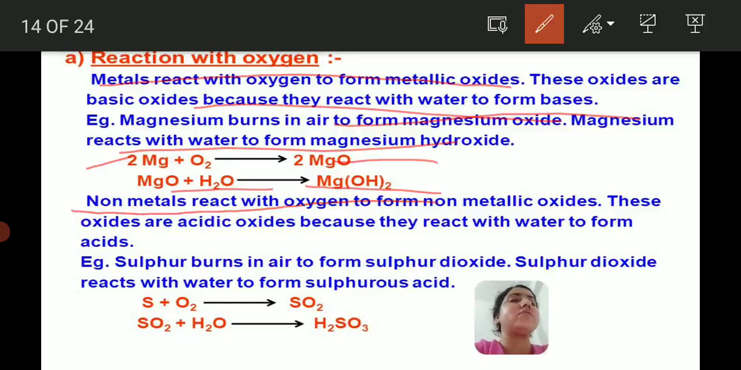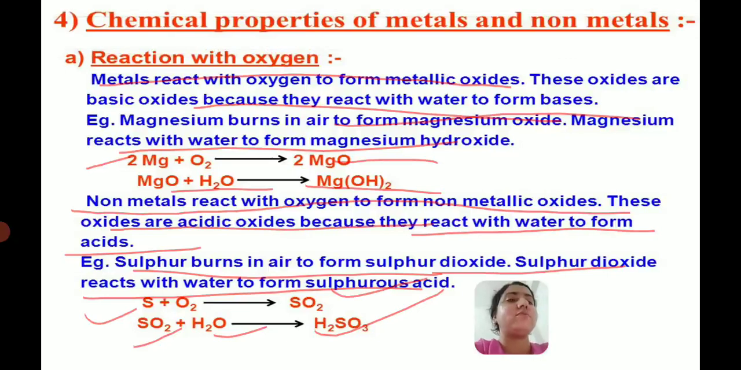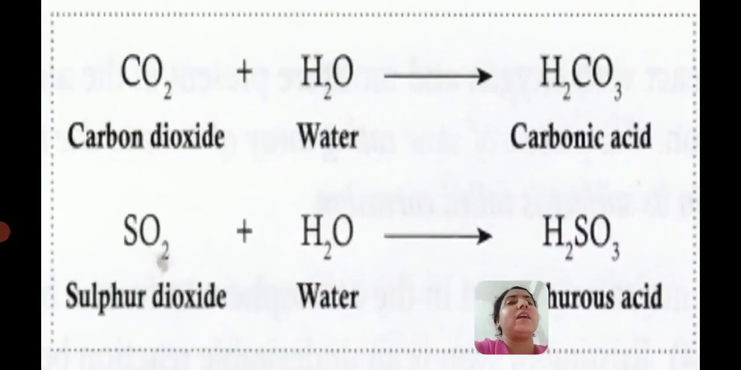Non-metals react with oxygen to form non-metallic oxides. These oxides are acidic oxides because they react with water to form acids. Sulfur burns in air to form sulfur dioxide. Sulfur dioxide reacts with water to form sulfurous acid. For example, S + O2 → SO2, SO2 + H2O → H2SO3, that is sulfurous acid.